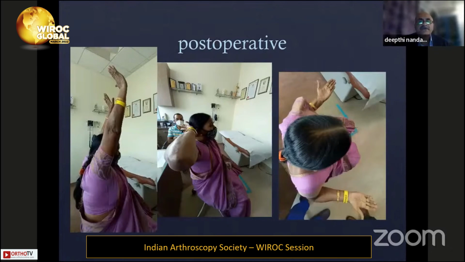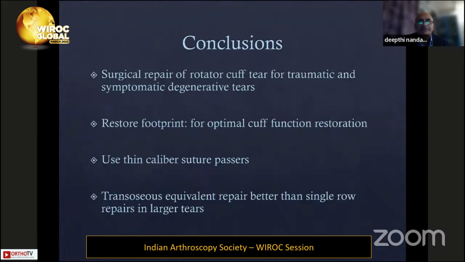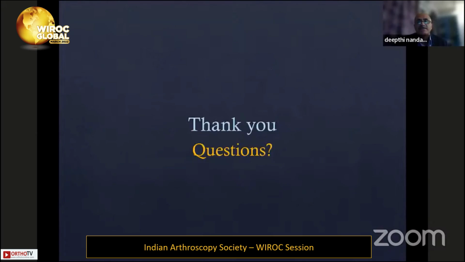So if you have a traumatic tear and a symptomatic tear, please consider repairing them. And restoring the footprint is the most important part of the whole step. Use thin caliber suture passers. Transosseous equivalent is better than a single row repair for medium size and larger tears.